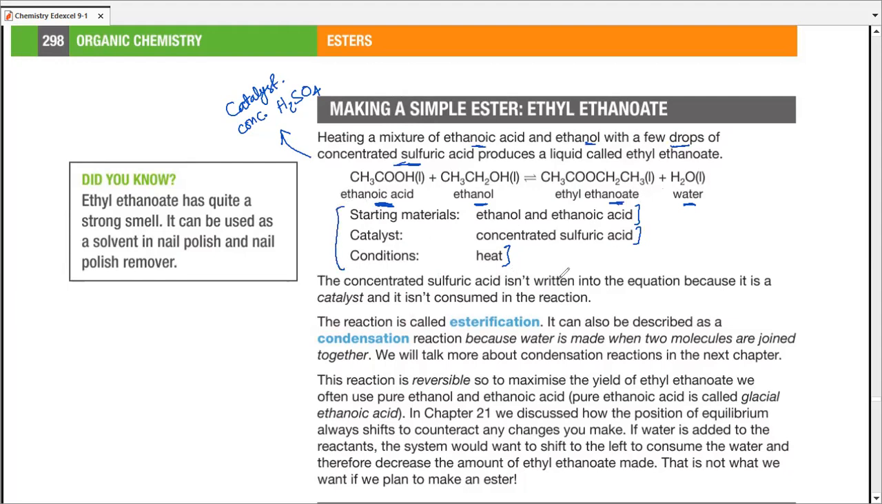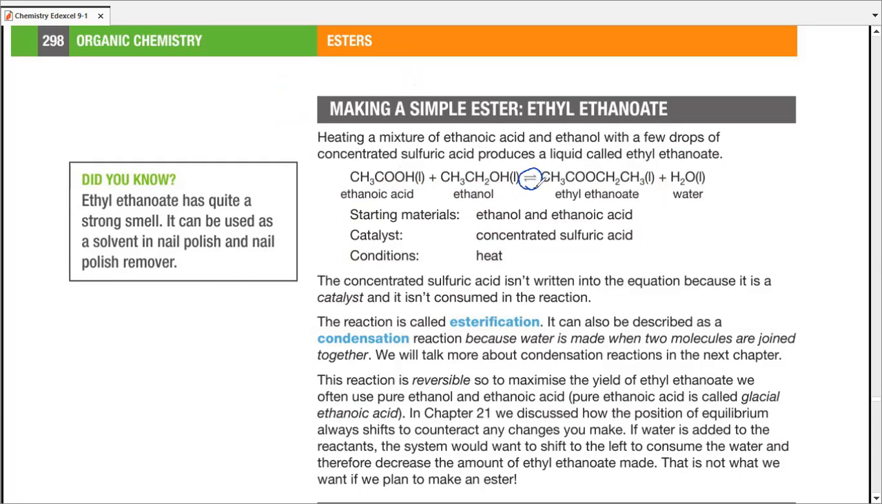These three things are a part of past paper questions. So that's why they have written them in such a way so that whenever they ask about the starting materials or the catalyst or the conditions, you can always tell them those answers separately. Now, concentrated sulfuric acid isn't written into the equation because it is a catalyst and it is not consumed in a reaction. Remember, what is a catalyst? A catalyst is a chemical that can speed up the entire reaction, but it is not consumed by the end of the reaction, right? So we know it's not going to be consumed, so we don't make it a part of the equation.